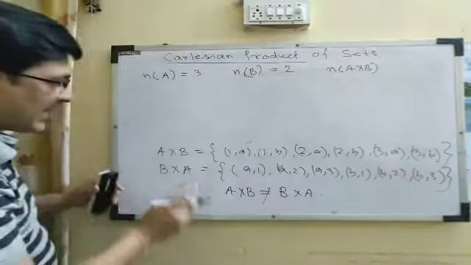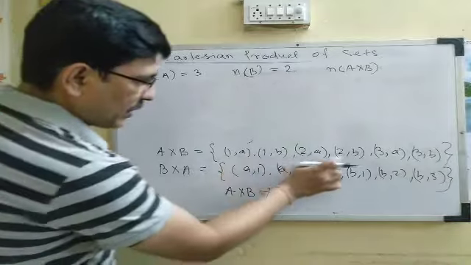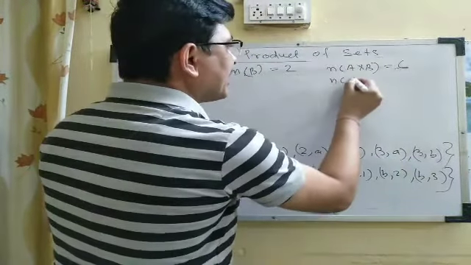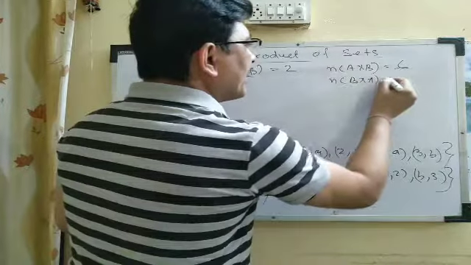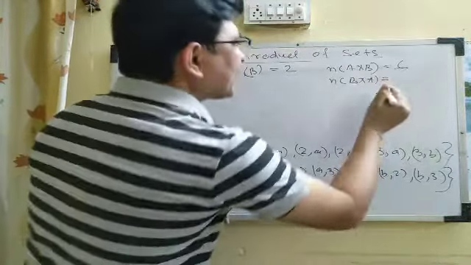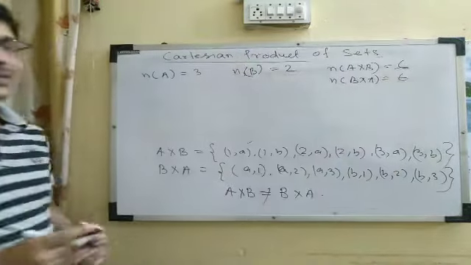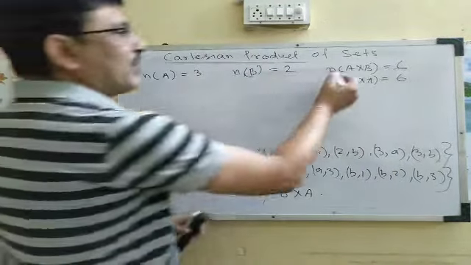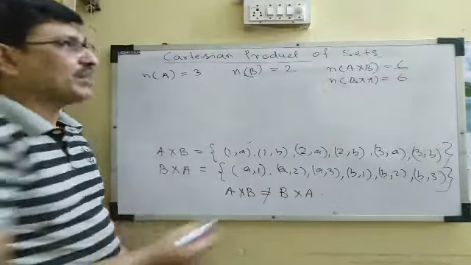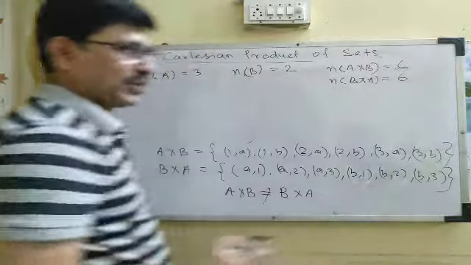Number of elements in A cross B is 1, 2, 3, 4, 5, 6. 6 elements are there. Similarly, number of elements in B cross A: 1, 2, 3, 4, 5 and 6. It is also 6. Now you can see the number of elements in A cross B is the same as the number of elements in B cross A. However, A cross B is not equal to B cross A.